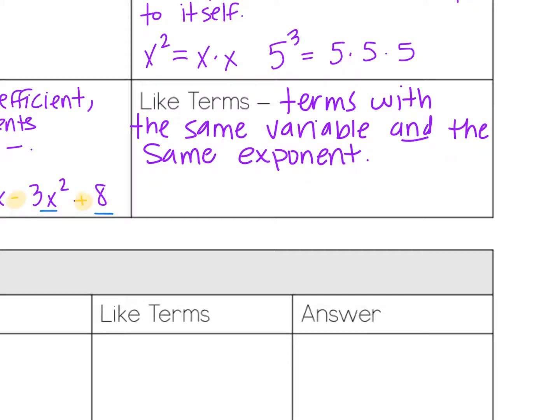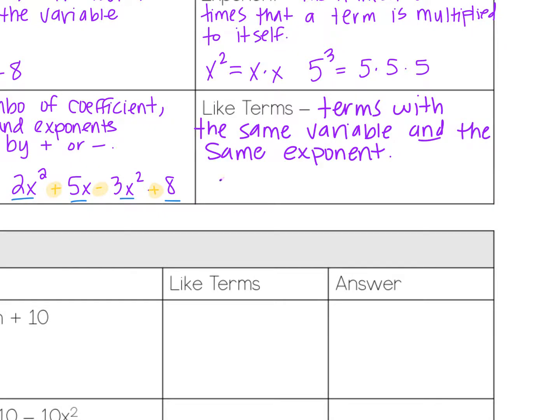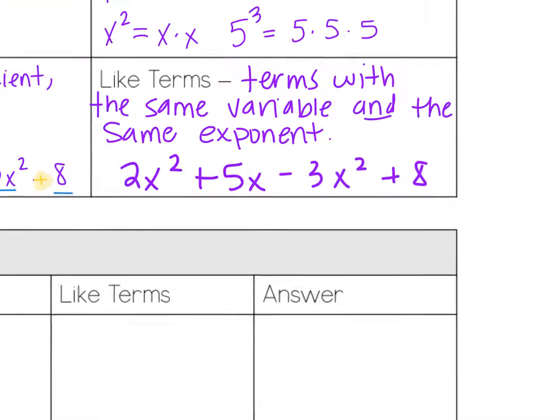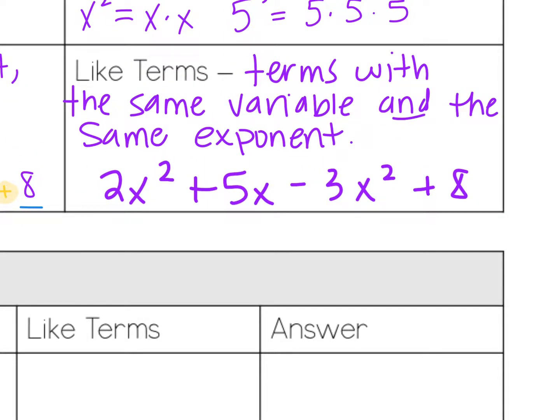So I'm going to use that same example that I had right next to this. So let's do 2x squared plus 5x minus 3x squared plus 8. So if you look at those four terms, I want it to be like. So if you look at them, the first three all have x's. The last one doesn't, so that kind of already says that's not going to be a like term. But then more than that, they also have to have the same exponent. So this has a squared and this has a squared. So if I were to say which ones are the like terms, it would be this first one and this third one. So same letter and same exponent.